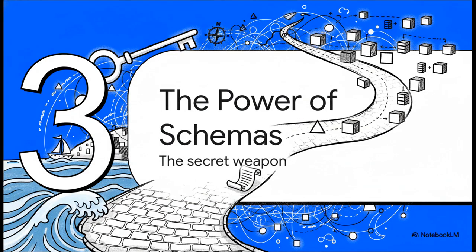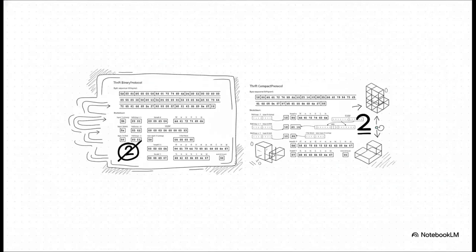To get some real efficiency, we need to leave the coast entirely and travel inland, along what the map calls the road of schema. A schema, which is just a formal description of our data structure, turns out to be our secret weapon. This slide right here shows you the power of a schema in action. With a format like Apache Thrift, instead of using text field names, we use numeric tags. So favorite number just becomes tag number 2.